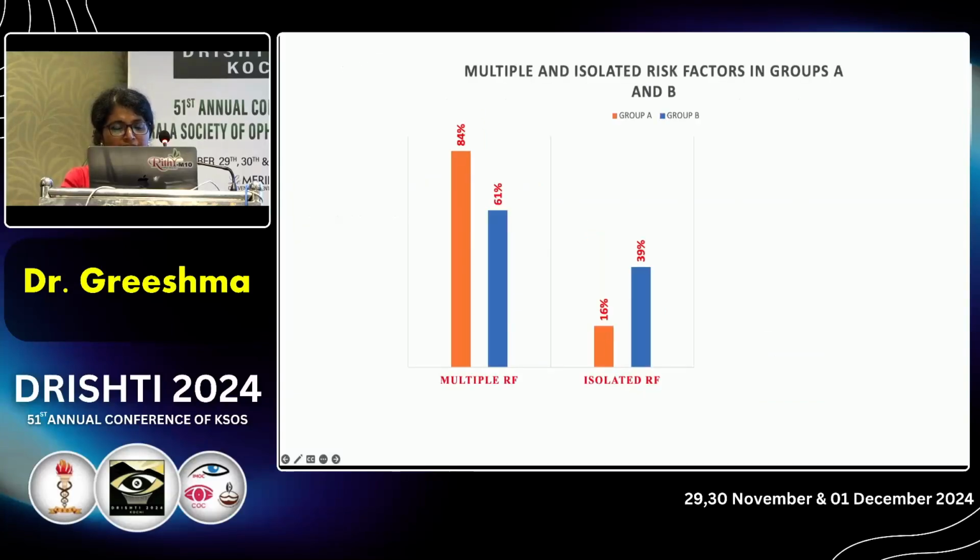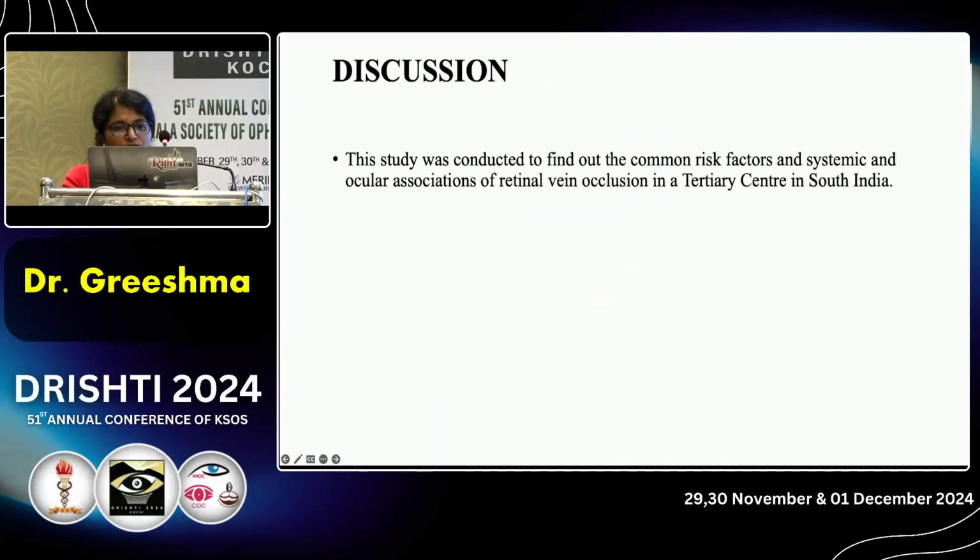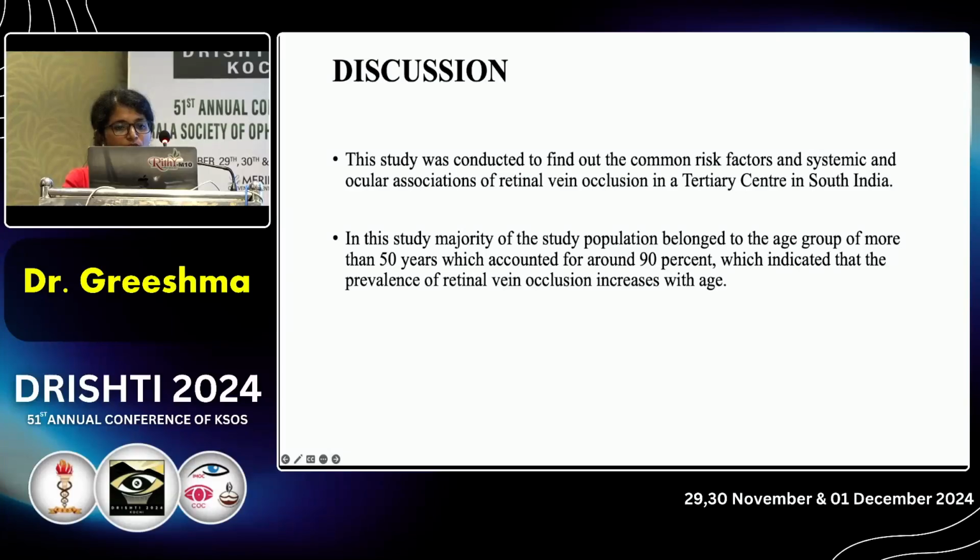And coming to the multiple risk factors, 84% of the group A and 61% of the group B had multiple risk factors, 16% of group A and 39% of group B had isolated risk factors. So this study was conducted to find out the common risk factors and systemic and ocular associations of retinal vein occlusion in a tertiary care center in South India. In this study, majority of the study population belonged to the age group of more than 50 years, which accounted for around 90%, which indicated that the prevalence of retinal vein occlusion increases with age.